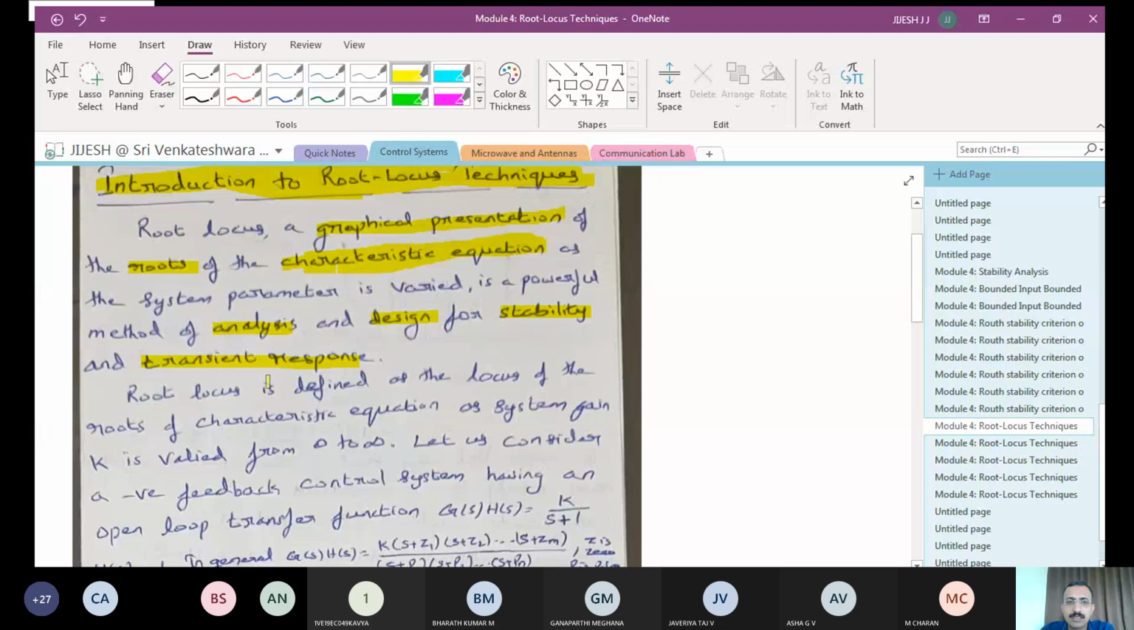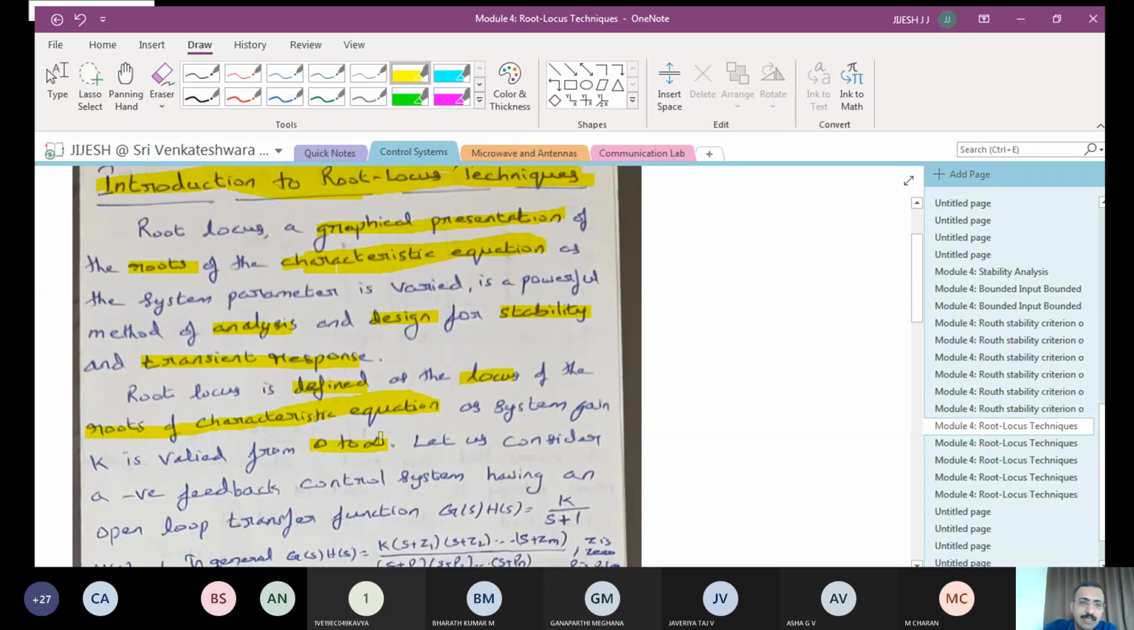And root locus can be defined as the locus of the roots of the characteristic equation. Another definition you can say is, it is defined as the locus of roots of the characteristic equation as the system gain K is varied from 0 to infinity. So that can also be called the locus of the roots of the characteristic equation. So K should be varied from 0 to infinity.